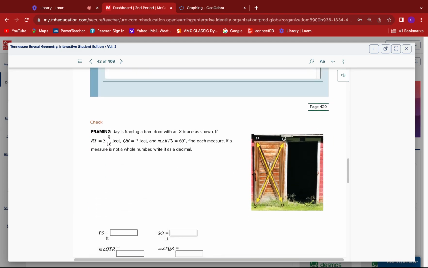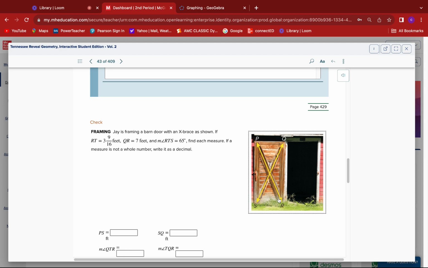Okay, let's see what's going on. Let me turn the next page to the check. All right, J is framing a barn door with an X brace as shown. Okay, so RT, well, I see R. Oh, there's T. That's where they intersect. RT is 3 9/16 feet. So that means ST, PT, and QT are all 3 9/16. All right, so QR, that's the right side of the barn door, is 7, which means PS is 7.